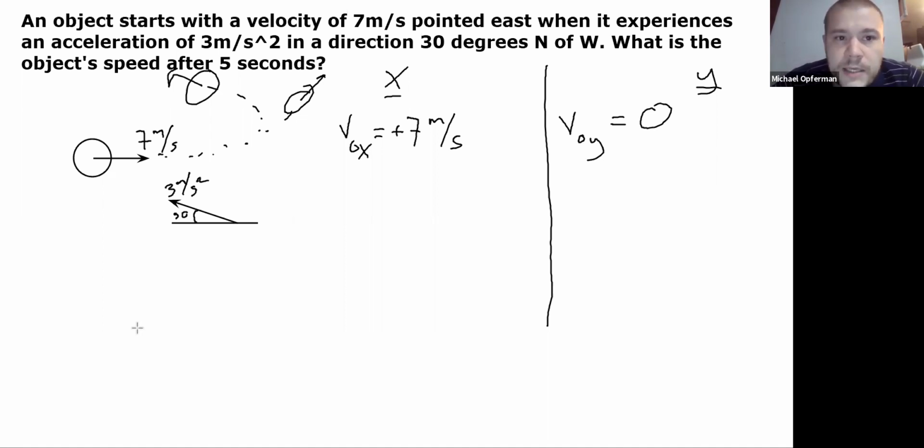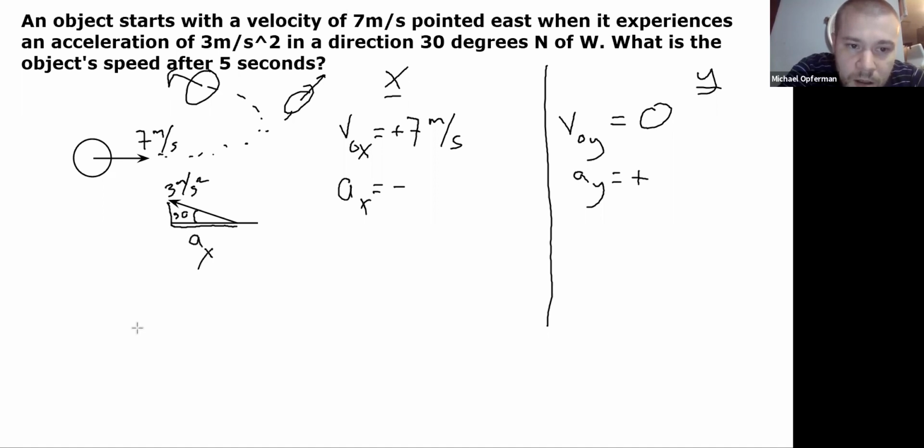Okay, next, it has an acceleration, which is given down there, 3 meters per square second, 30 degrees north of west. So that means I can break that vector into components and get an x component and a y component. So I need to do that. The x component is negative, the y component is positive. I can see that if I turn this into a right triangle here, the x side is over here, the y side is over here. So the x side is adjacent to the 30-degree angle.